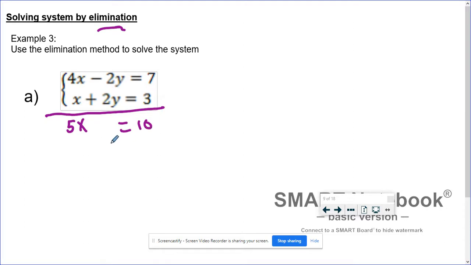5x is equal to 10. Now we're just going to solve for x. Divide both sides by 5, and you get x is equal to 2.